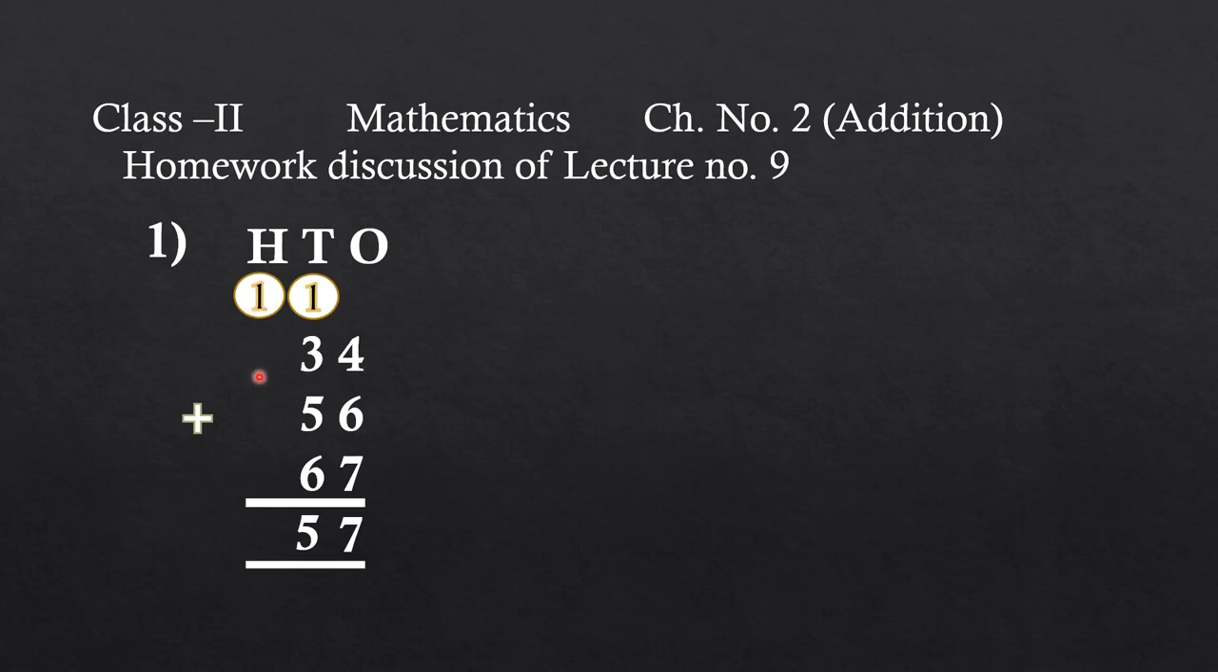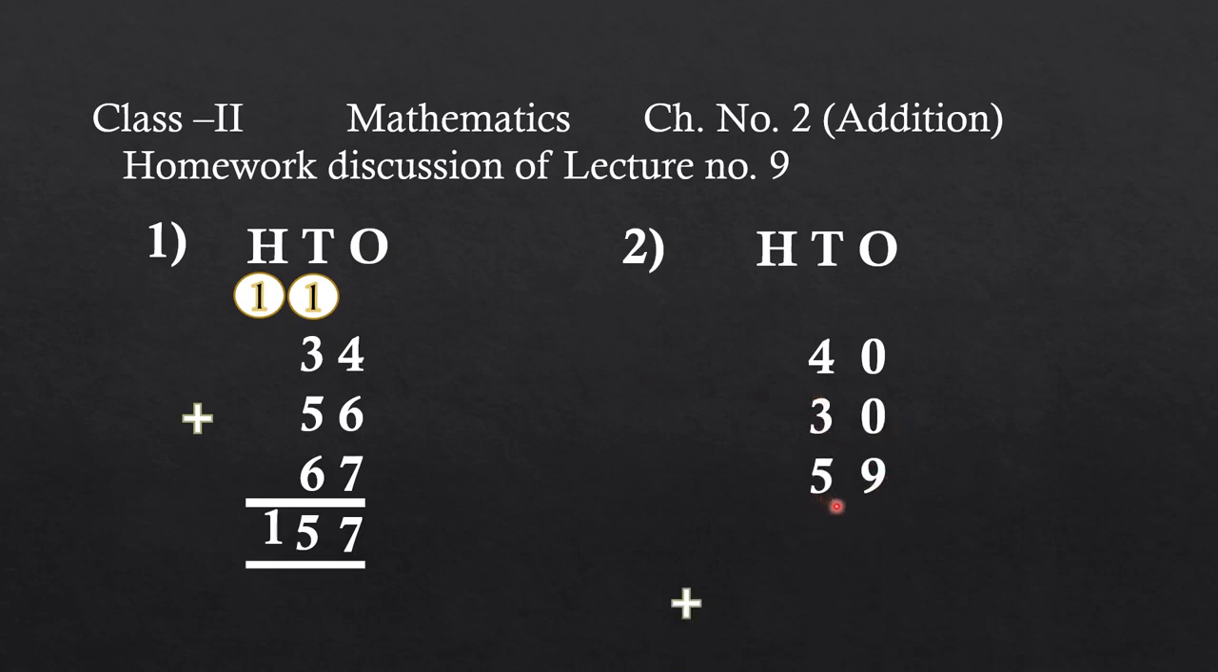ठीक है बेटा. Now you can see at hundreds place column there is no digit, only one carry is there. So we will write 1 here at hundreds place column. So our answer is 157. Always remember बेटा, 1 column में आपने 1 digit ही लिखनी है. Okay. Now in second question we have to add 40, 30 and 59.